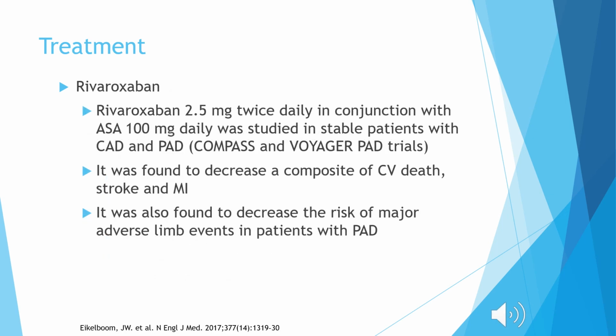Low-dose rivaroxaban was studied in the COMPASS trial in patients with stable coronary artery disease and peripheral artery disease. Rivaroxaban 2.5 milligrams twice daily in conjunction with low-dose aspirin was found to decrease the composite of cardiovascular death, stroke, and MI by 24%. It was also found to decrease the risk of major adverse limb events in patients with PAD by almost 50%. The use of rivaroxaban and aspirin, however, did increase the risk of bleeding when compared to aspirin monotherapy. As a result, low-dose rivaroxaban has been approved by the FDA in 2018 for this indication.